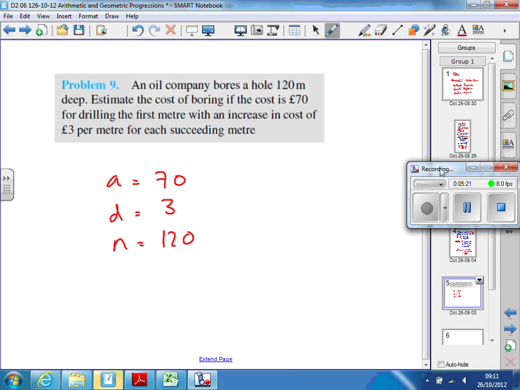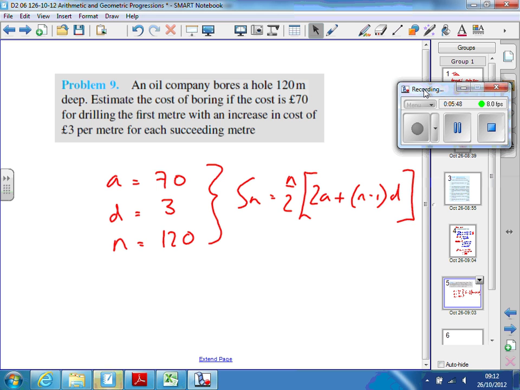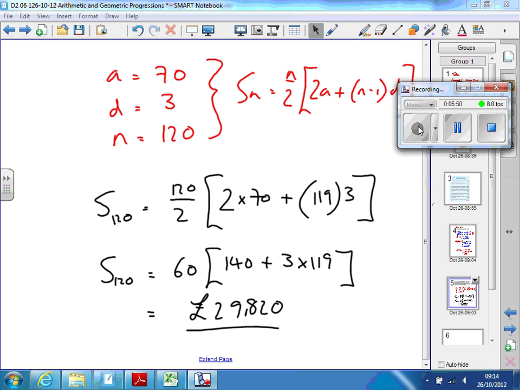Now we want to find the cost overall for digging that hole, so we need the formula to find the sum as far as the nth term. The sum as far as the nth term is n over 2, 2a plus n minus 1 d. Then we can put the values in and calculate the cost. If we put the figures in, we end up with £29,820 to drill the hole.